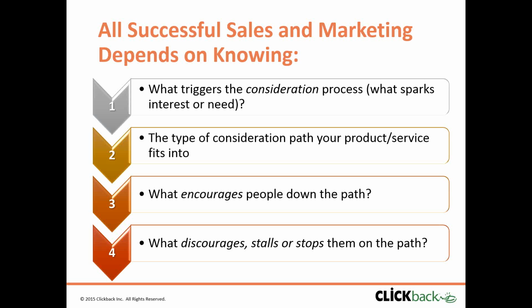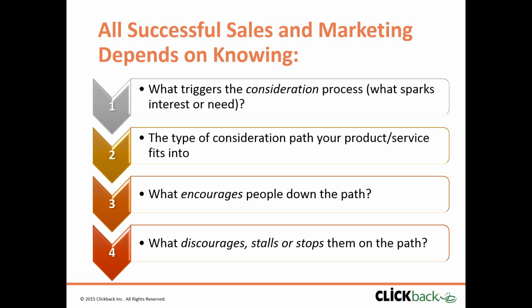It might be that they're already in the market and using your product or service, and they're ready to go to a new provider. The second thing you need to know is what type of consideration path your product or service fits into, and I'm going to tell you about 4 different types, because there are some that are shorter and simpler, others that are longer and more complex, and you need to know what path your potential customers are walking with you. And once you know that, you're also going to be able to determine what encourages them to keep going down that path, as well as what discourages, stalls, or stops them.